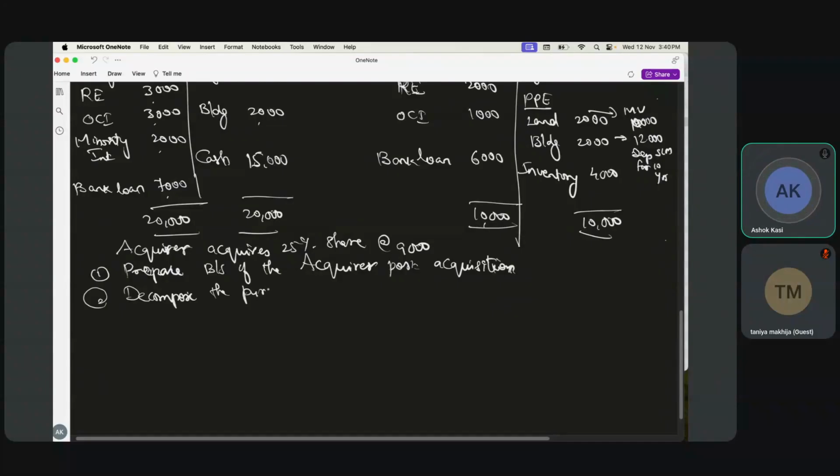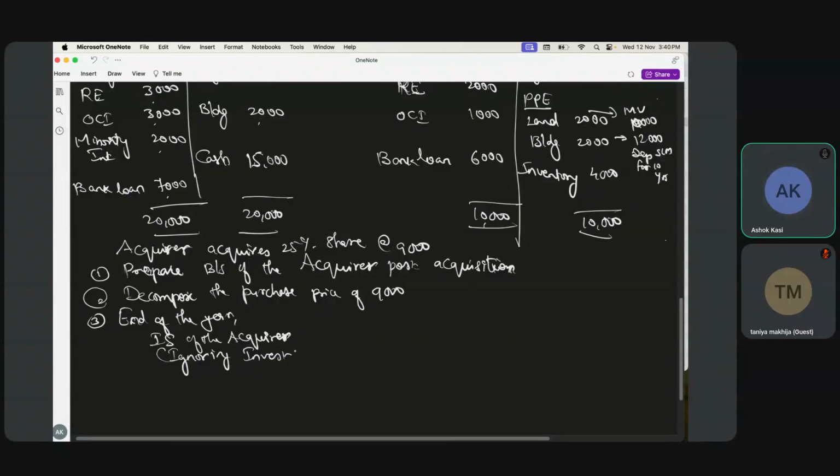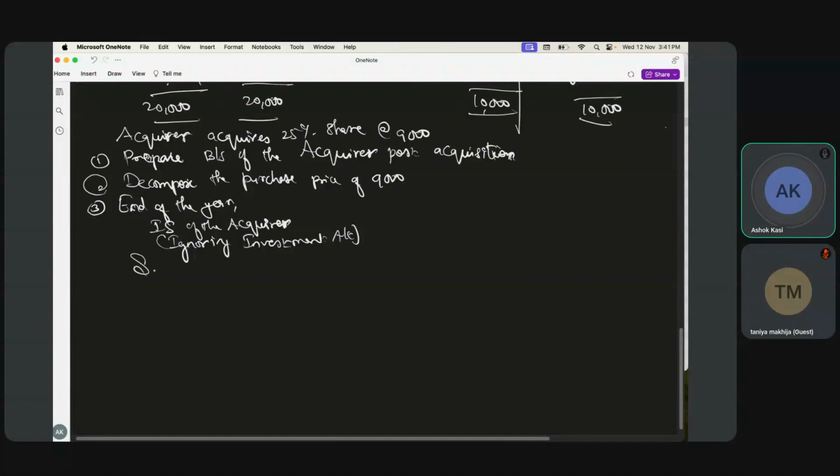Decompose the purchase price of 9,000. At the end of the year, the income statement of the acquirer, ignoring the investment account: sales 10,000, cost 5,000, so profit 5,000.